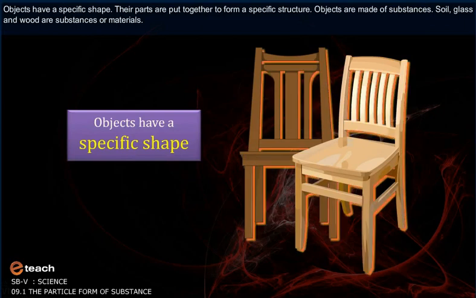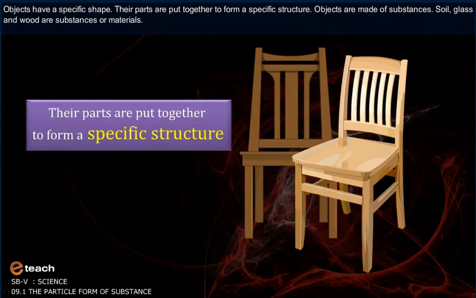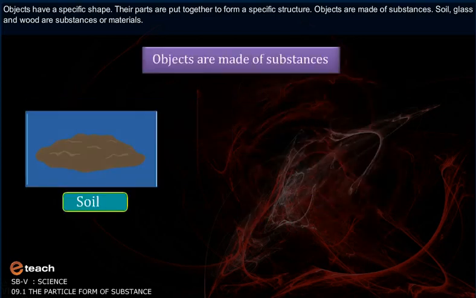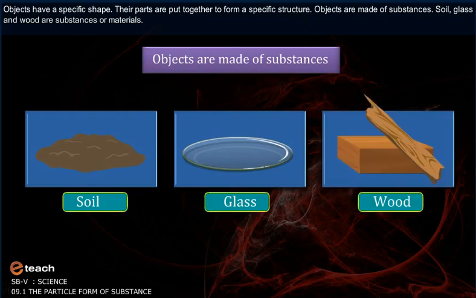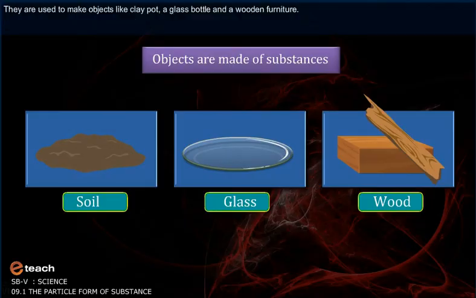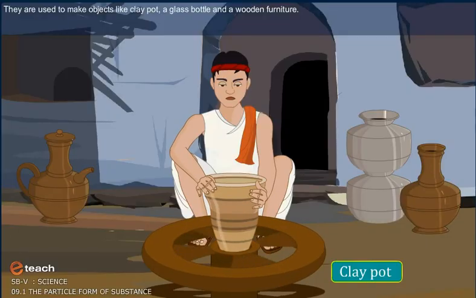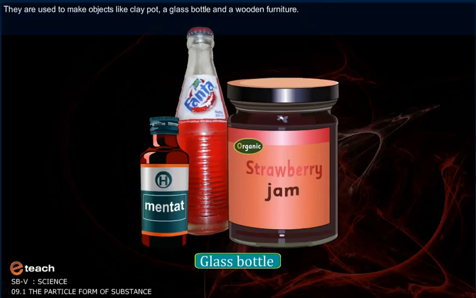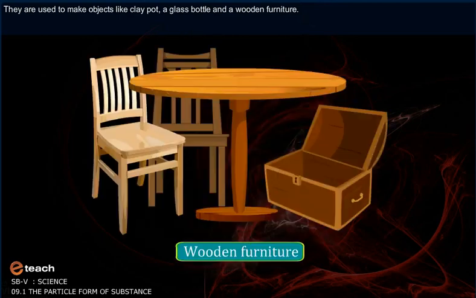Objects have a specific shape. Their parts are put together to form a specific structure. Objects are made of substances. Soil, glass, and wood are substances or materials. They are used to make objects like a clay pot, a glass bottle, and wooden furniture.